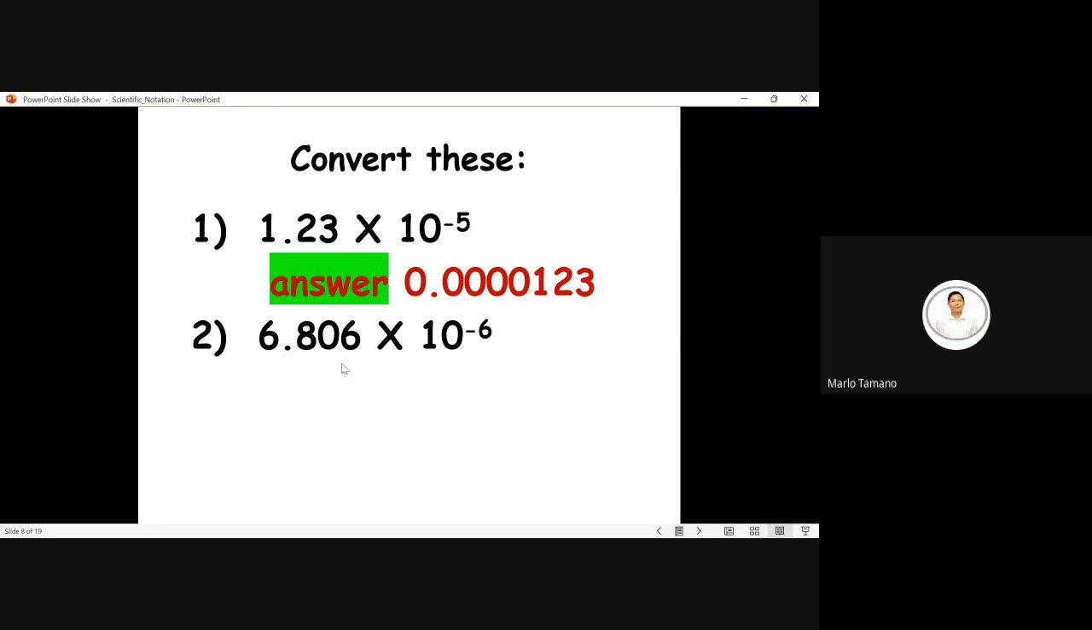Another, we have here 6.806, or that is 6 and 806 thousandths, times 10 to the negative 6. Now, what is the standard form?